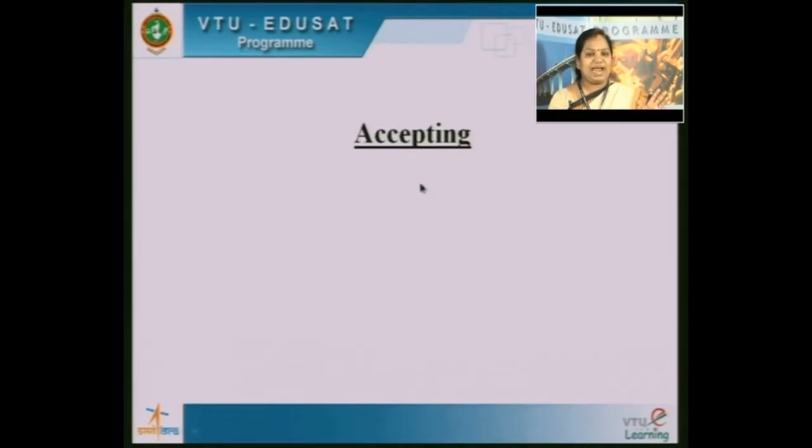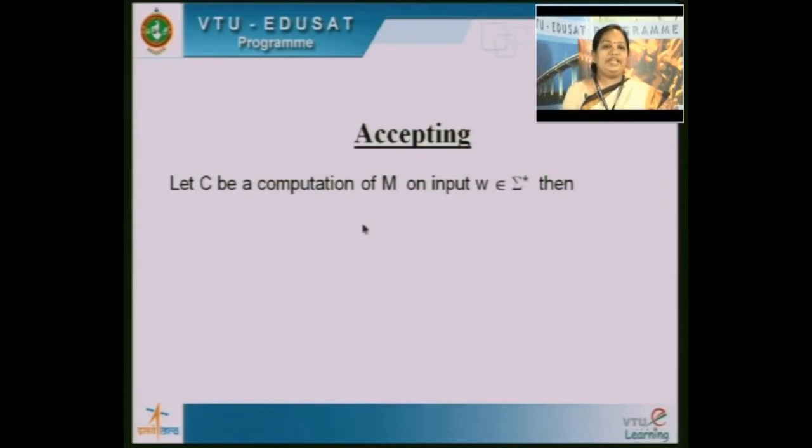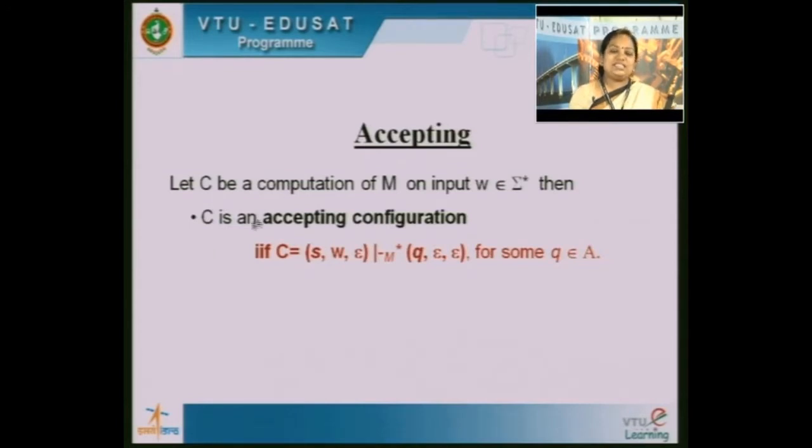So, what do you mean by accepting and rejecting? Let C be a computation of M on input w, which belongs to sigma star. Then this computation is called accepting if and only if C starts with the start symbol, initial state for the string w, stack empty, and through multiple yields derives (q, epsilon, epsilon), where q is a final state, with input symbol consumed and stack empty.